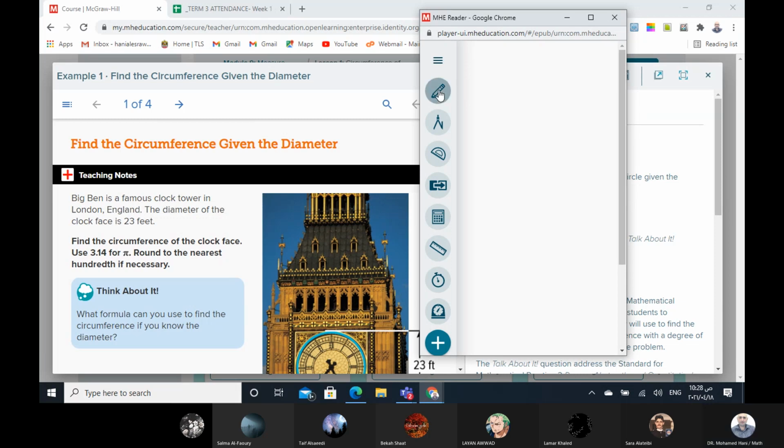So, what letter represents the diameter? D. D represents what? The diameter. So D equals what? 23. The question gives us the information about the diameter without using a ruler to measure it. 23 feet.